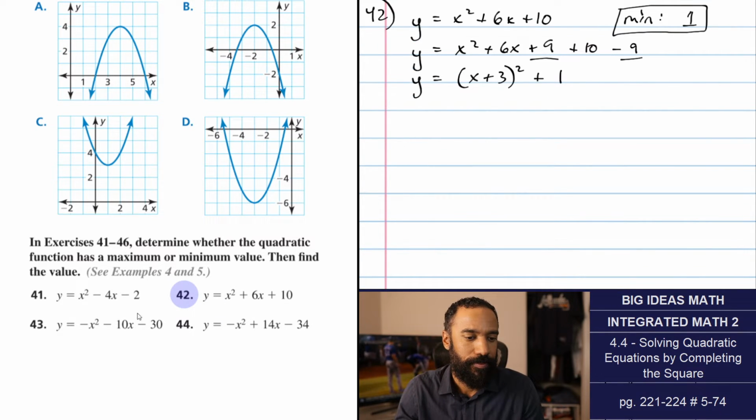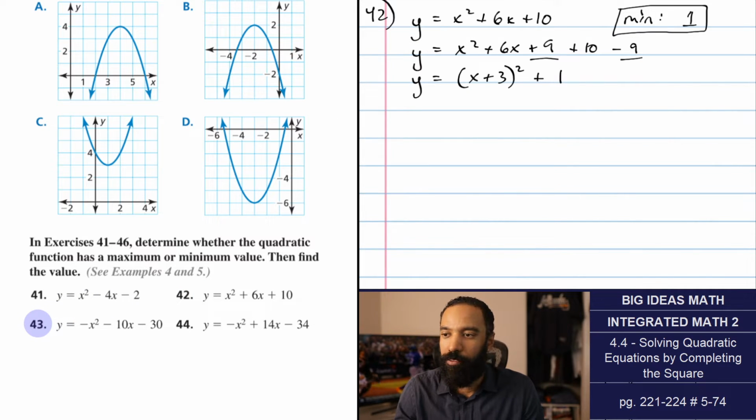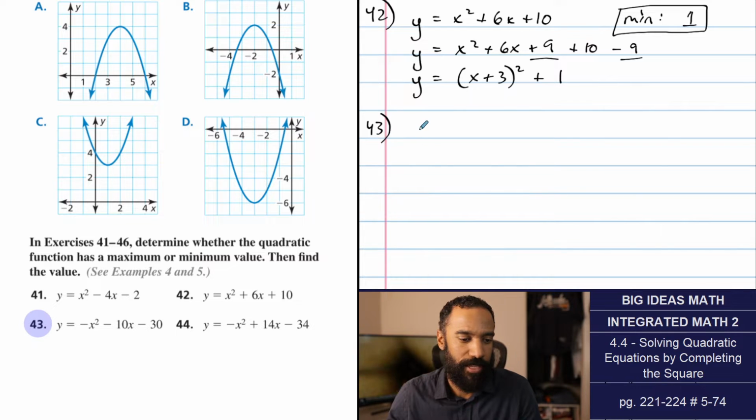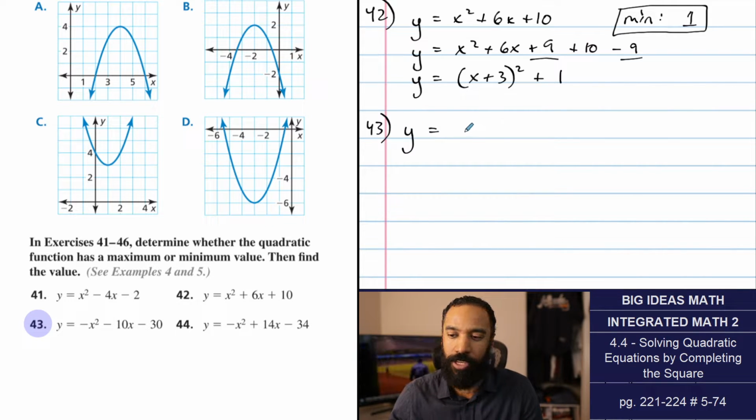Number 43. We're going to feature a maximum this time because the x squared is negative. That means the graph goes upside down. It hits some top, but it's still all about that y value, that k.